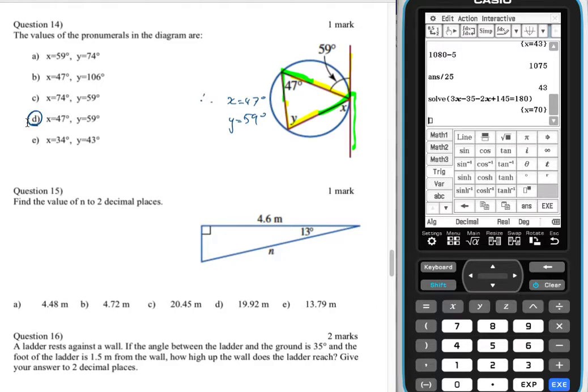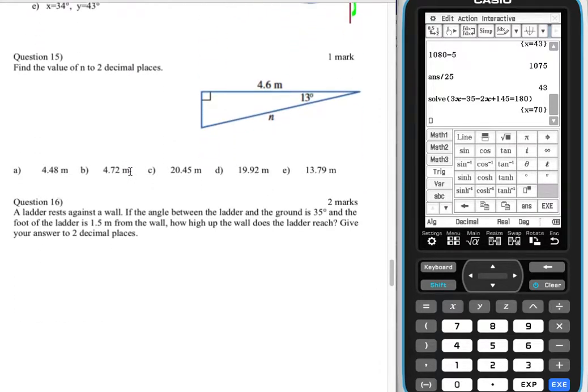On to question 15. Find the value of n to 2 decimal places. So it's a relatively straightforward one, and it's going to be right-angled trig. So this is the hypotenuse and this is the adjacent because it's next to. Therefore we use cosine 13 degrees is equal to 4.6 on n. Whenever you have the unknown on the denominator, we can do a little cheat method, which is to swap those. So n is equal to 4.6 on cosine 13.